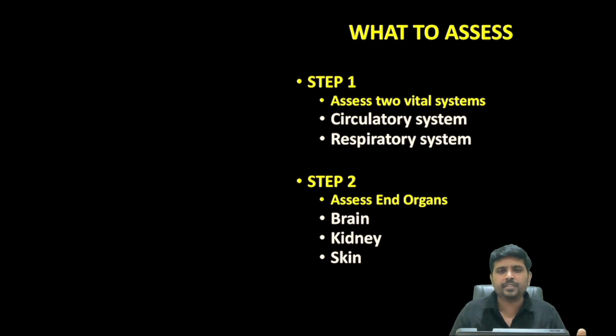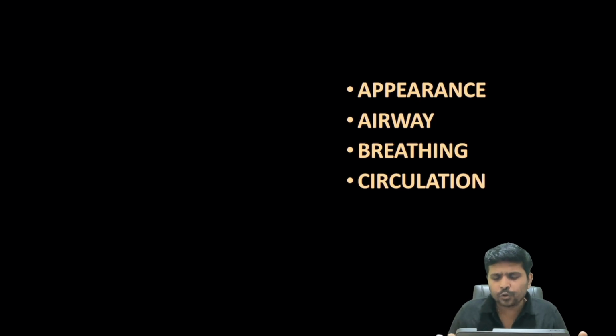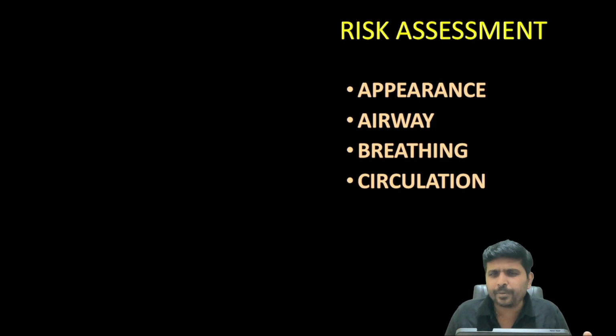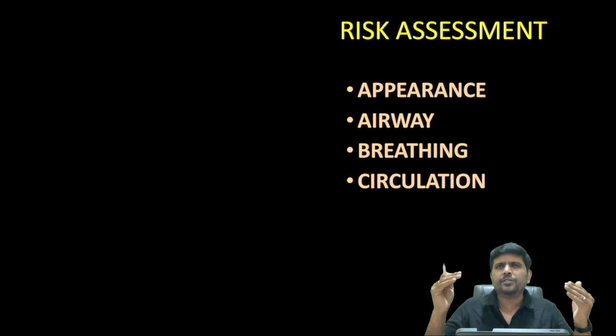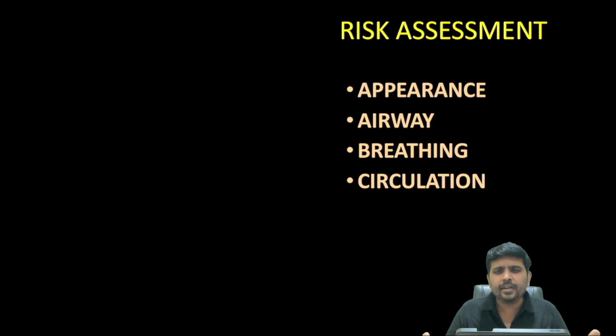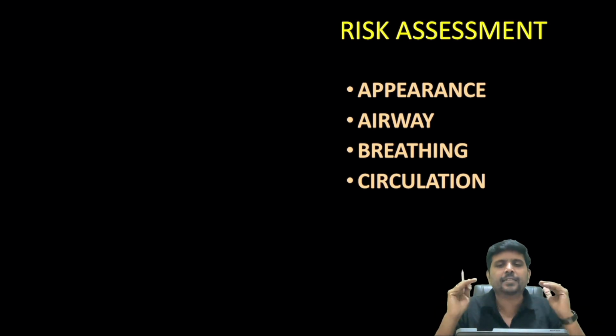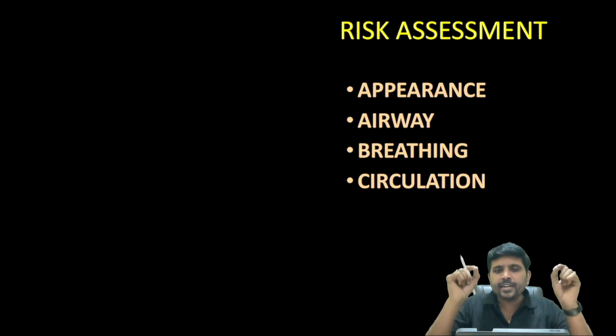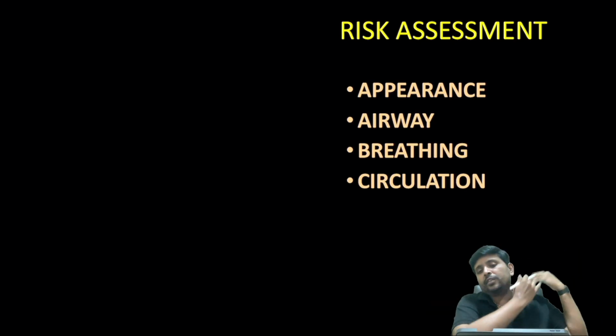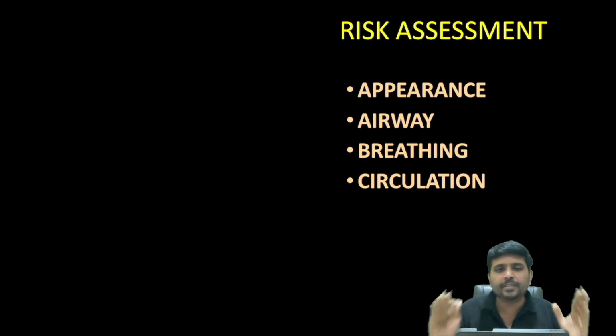So how to assess these things? First of all, high risk assessment. What do you mean by high risk assessment? You need to assess the airway, you need to assess the breathing and you need to assess the circulation. And appearance. Appearance means whether the child is dull looking or toxic looking, whether the child is playing or whether the child is over the mother's shoulder. Any child who is over the mother's shoulder should be considered as sick unless otherwise proved. I repeat, any child who is over the mother's shoulder and sleeping should be considered as sick unless otherwise proved.